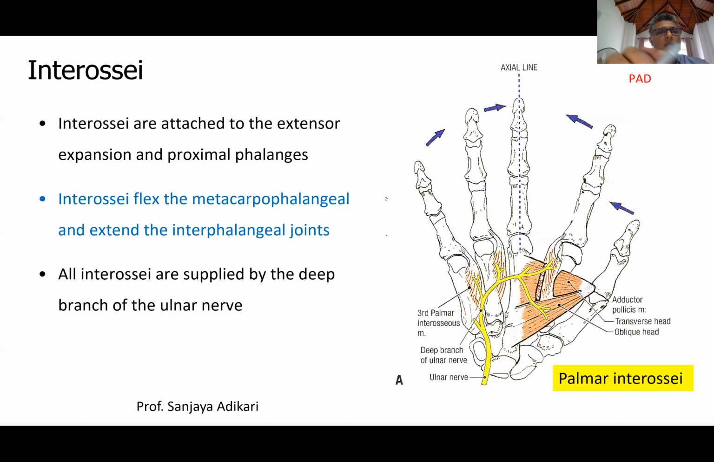Okay, so they are attached to the extensor expansion as well as the proximal phalanx, interossei, and they flex the metacarpophalangeal joint and extend the interphalangeal joint. So this is the point where I mentioned you take the lumbricals and interossei together and say that their action is to flex the metacarpophalangeal joint and extend the interphalangeal joints, which is very easy for your descriptions.